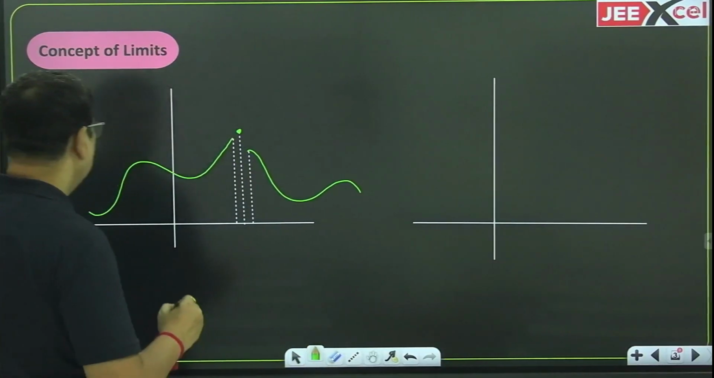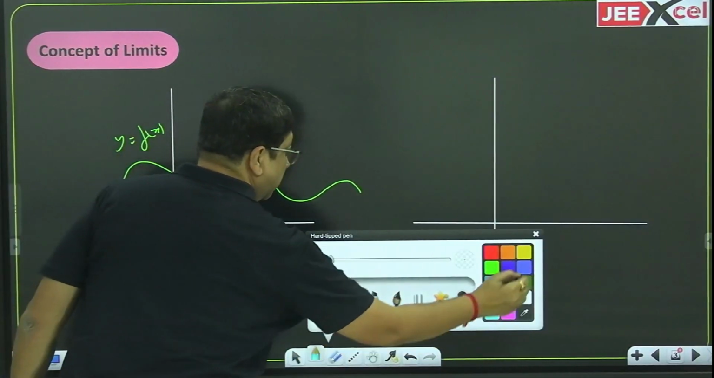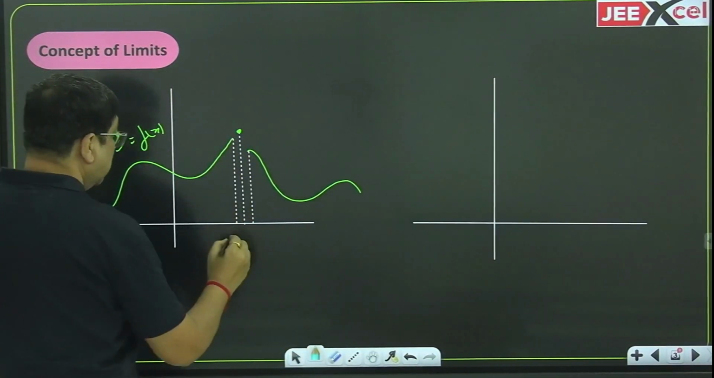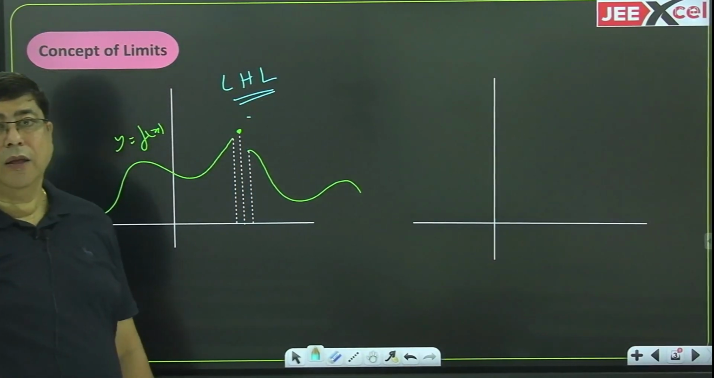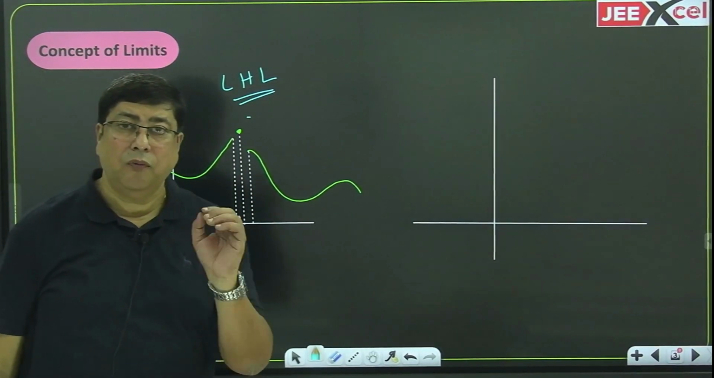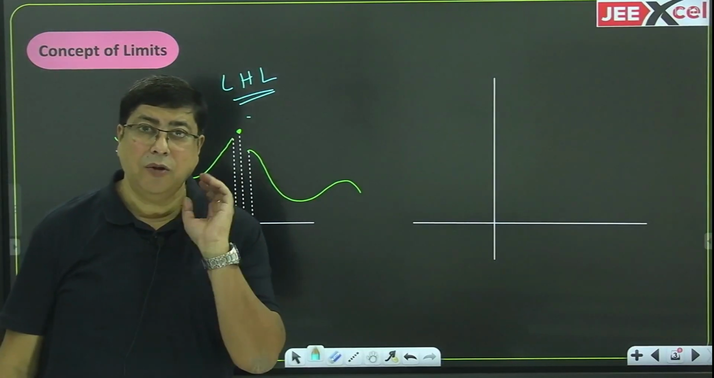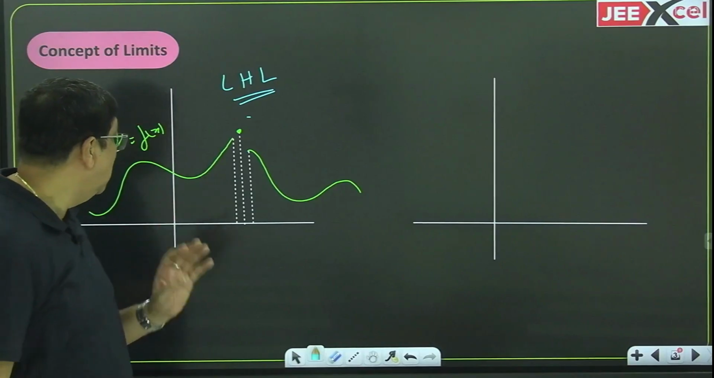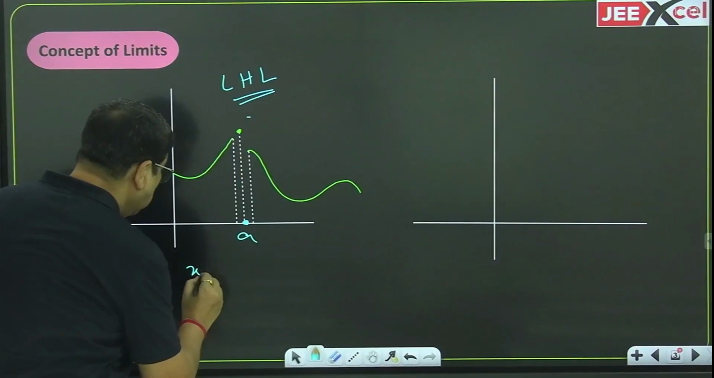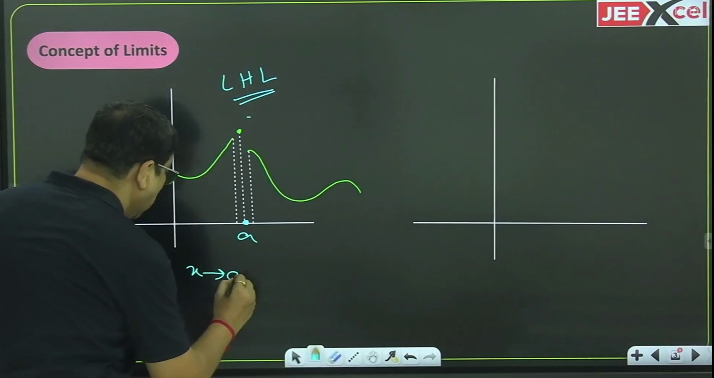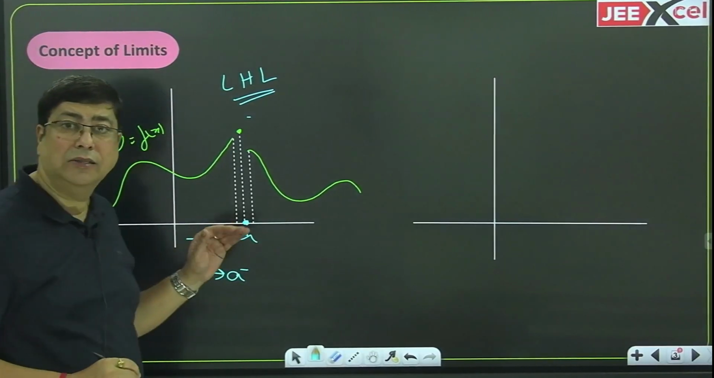Suppose there is a function y equal to f(x). Understand one thing. What is left hand limit? Left hand limit means at x equal to a. We are discussing the point x equal to a. This is point wise. Suppose this is the point x equal to a. When x is approaching towards a from the left hand side.